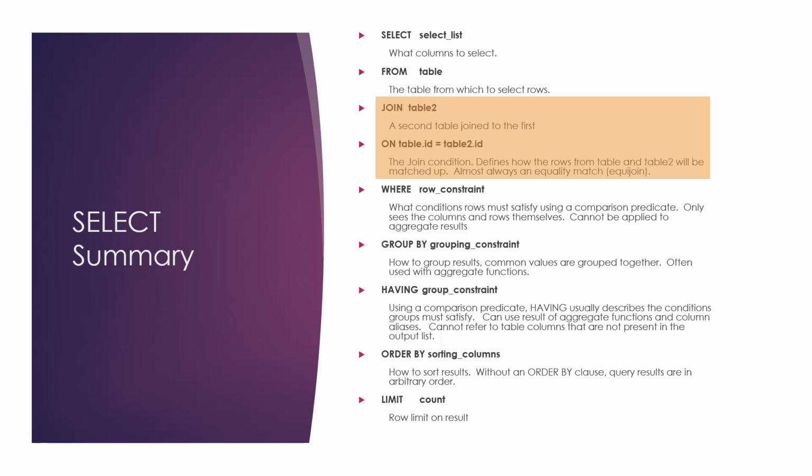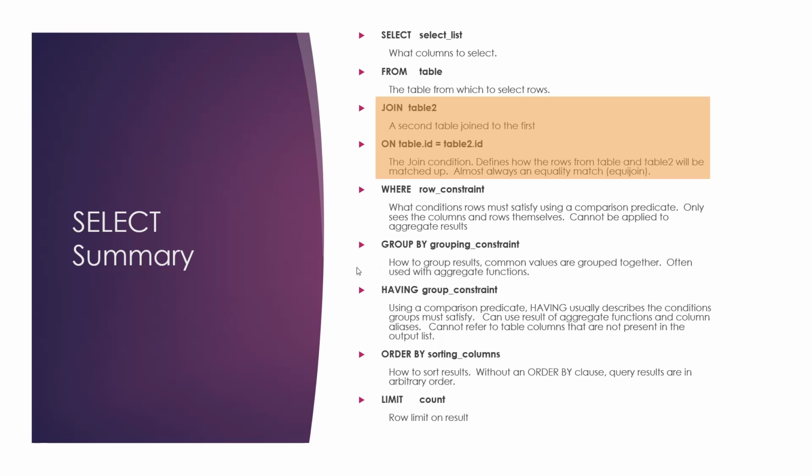So the last sentence here, almost always an equality match. There's even a name for it, the equijoin. That's how common it is. There's very rarely a business case. We'll discuss one, but there's very rarely a business case where you want a join condition that's not an equijoin. You always want matches almost, and we'll see in the next two slides why that is.